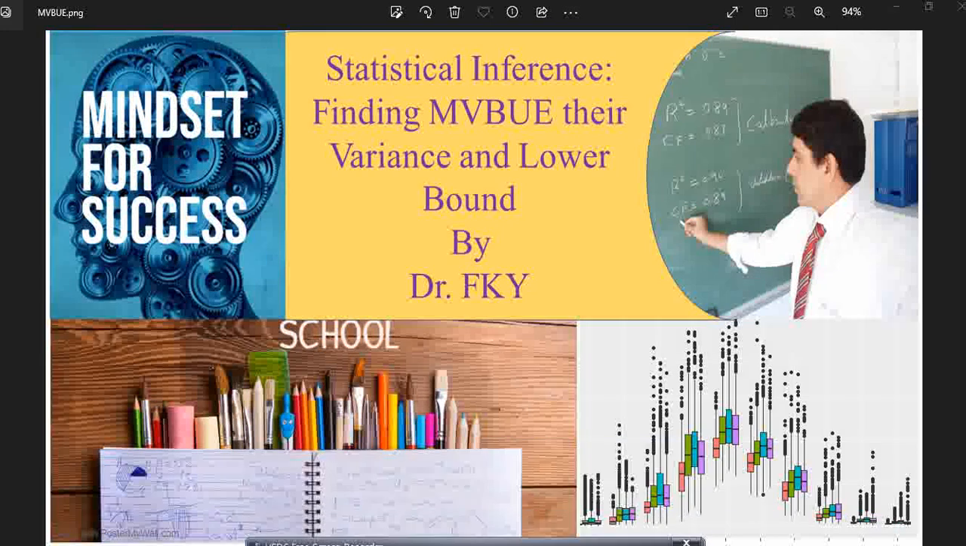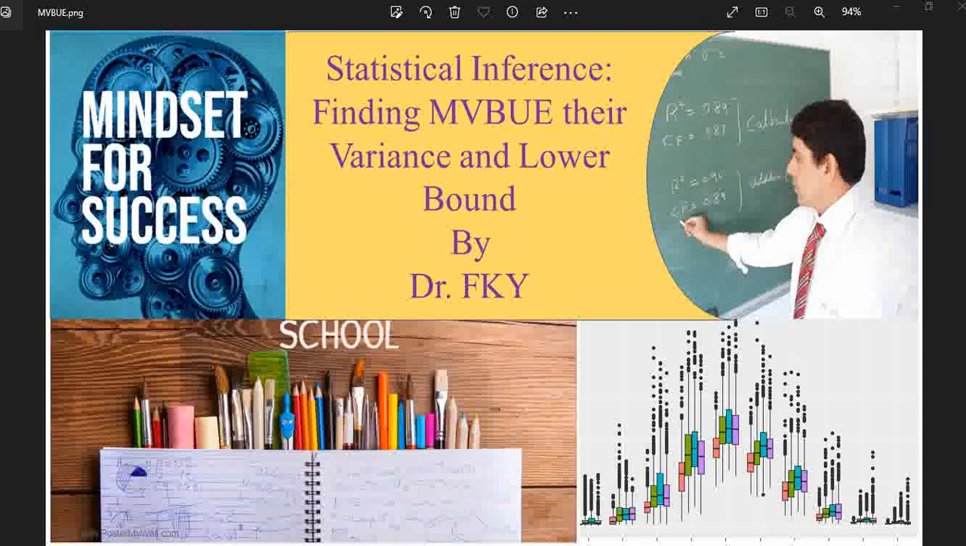Hello guys, in this video tutorial I would like to explain how we can find the minimum variance bound unbiased estimator, and then how to find their variance and how to find the lower bound of their variance. We will compare them as well. So let's see the first thing we will do: how to find this estimator and then their variance and lower bound.